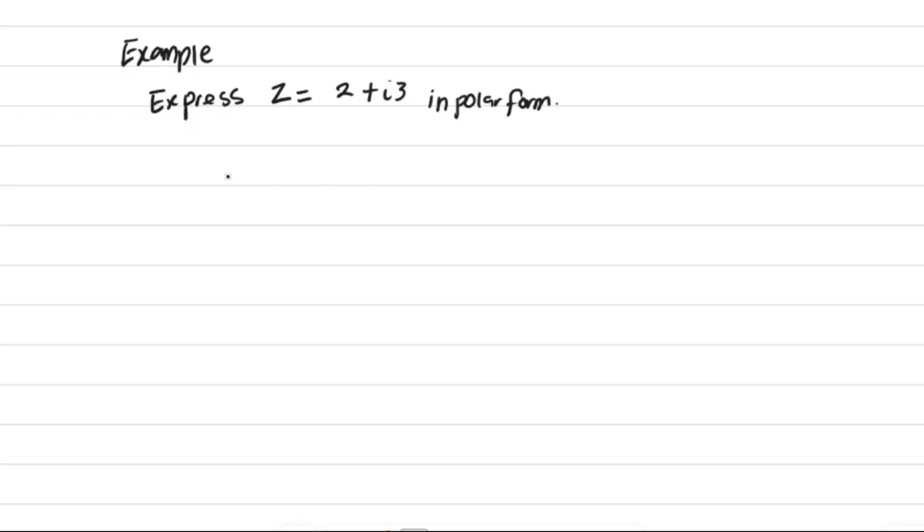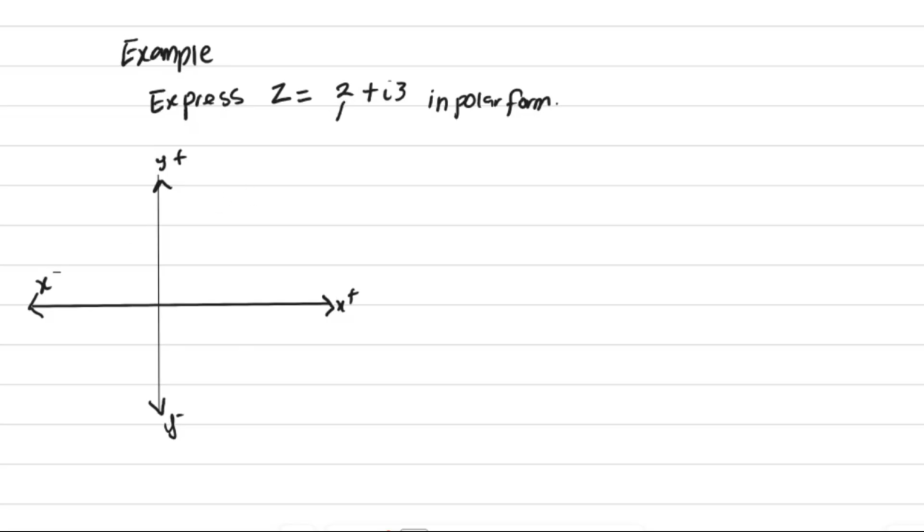Right, to express z is equal to 2 plus i3 in polar form, of course, you need to sketch your Argand diagram first. Sketching the Argand diagram for this, let's have our y-axis first, followed by our x-axis. So these are y positive, these are y negative, these are x positive, these are x negative.